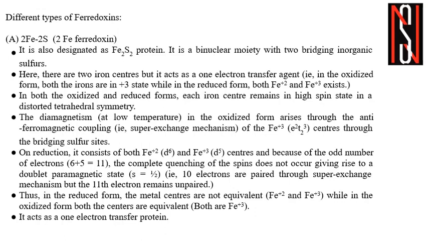Now, in both the oxidized and reduced forms, each iron center remains in a high spin state in a distorted tetrahedral geometry. Why distorted? We have already discussed in previous slides that iron is in +3 and +2 oxidation states in the oxidized and reduced forms, but the sizes of the +2 and +3 iron will differ, and therefore the tetrahedral arrangement around the iron atom will not be a perfect one, rather it will be a distorted one.